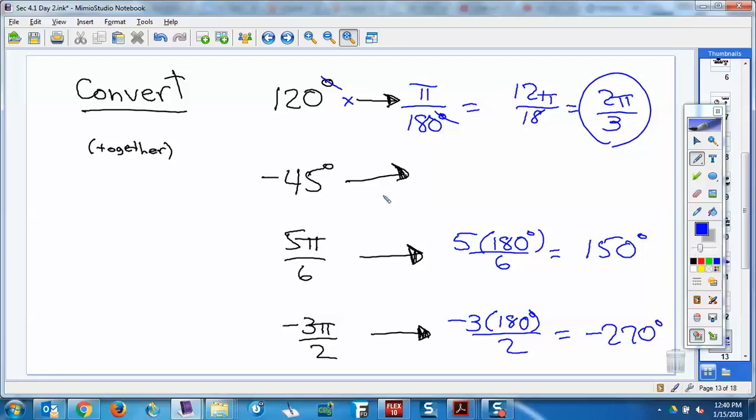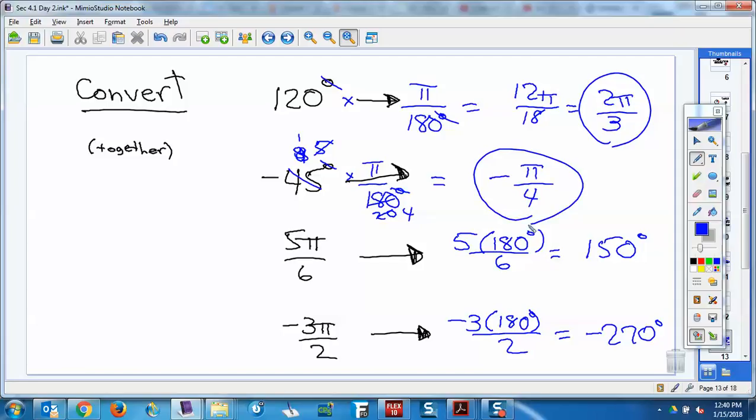Okay, negative 45 degrees, we're going to multiply by pi over 180. Degrees will cancel. So 45 into 180, 9 goes in there 5 times, 9 goes in there 20, 5 goes in there once, goes in there 4, so negative pi fourths.